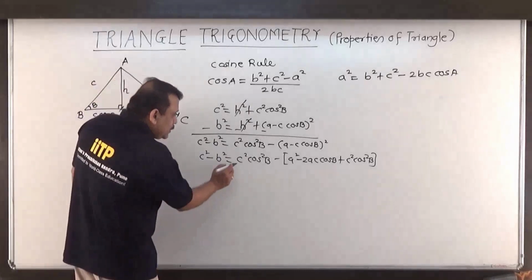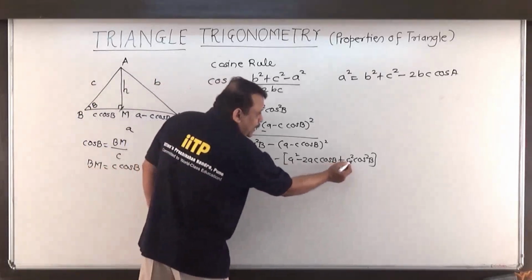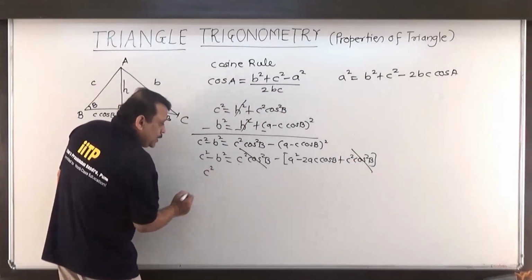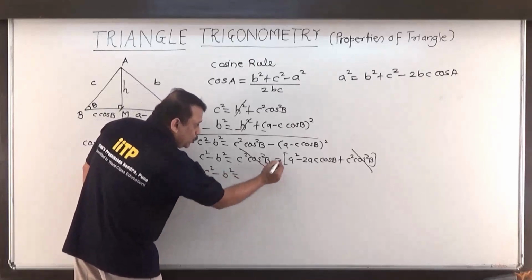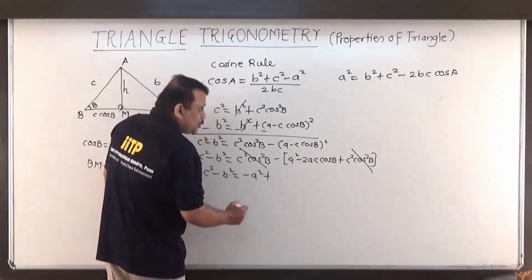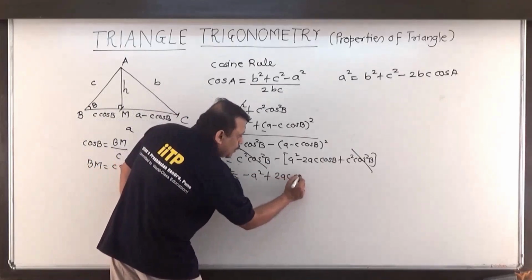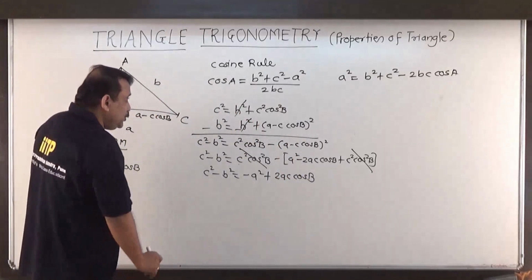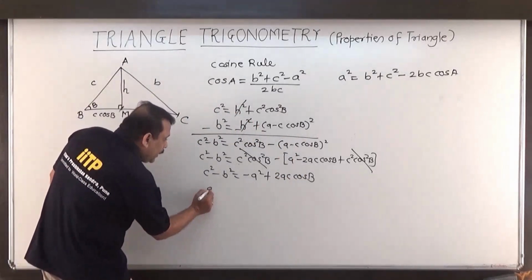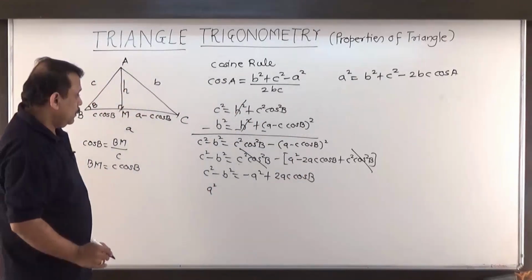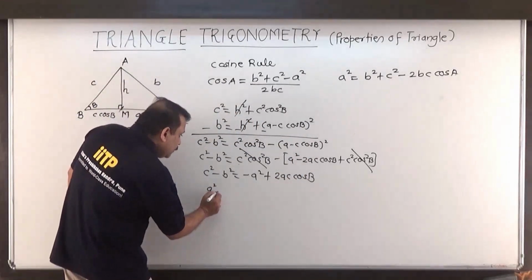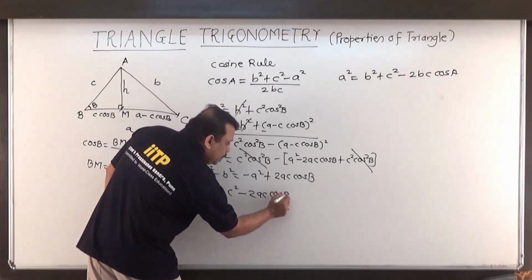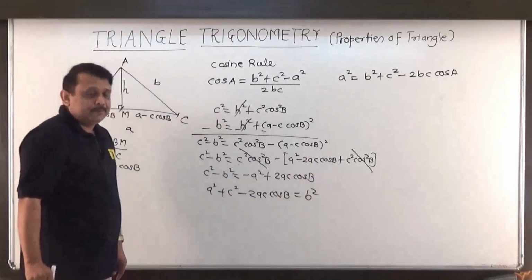Now observe that this c² cos² B and minus c² cos² B is cancelled. And what are we left with? c² − b² = −a² + 2ac cos B. So what we are proving essentially is this: a² + c² − 2ac cos B = b².